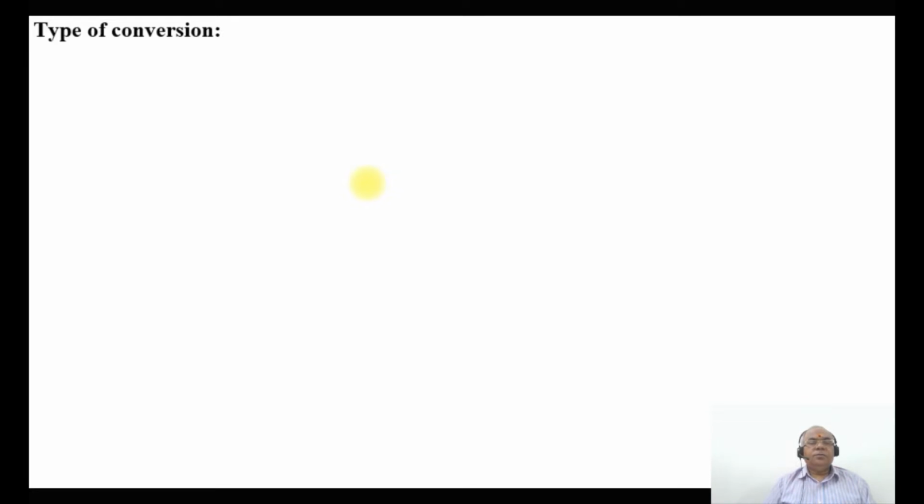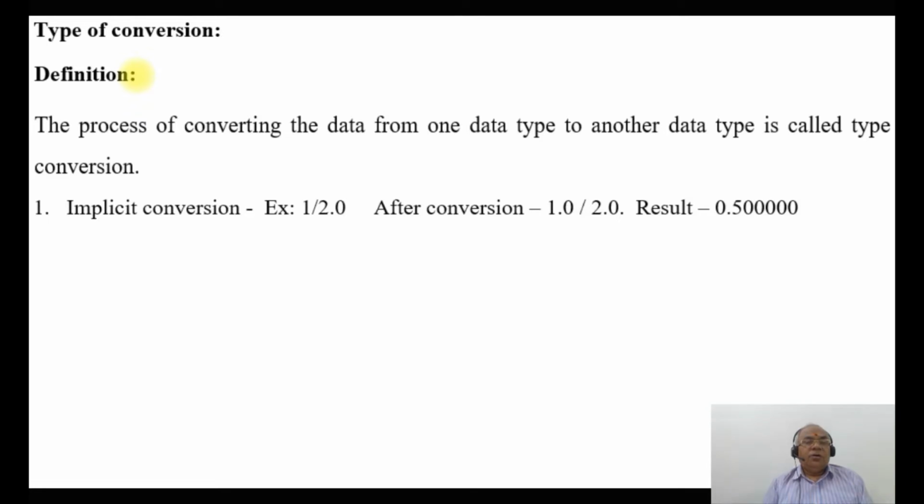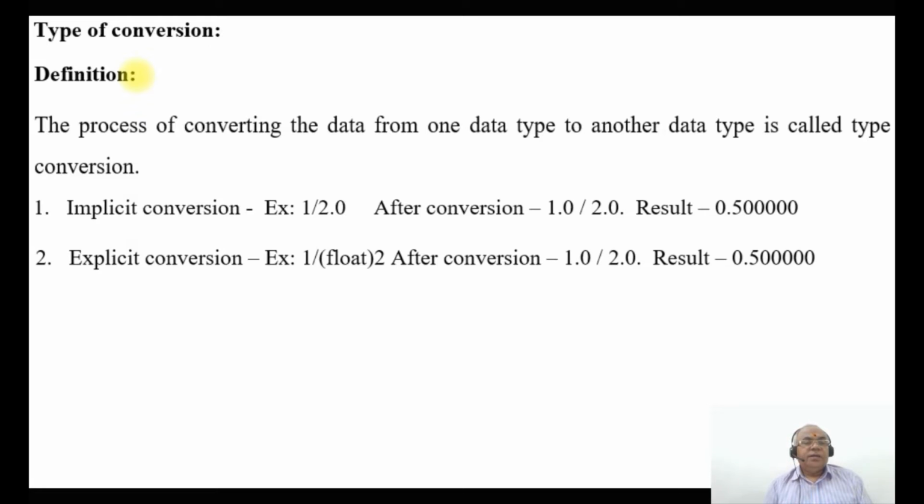Now in this video, we are going to take up the types of conversions. First is the definition. The process of converting the data from one data type to another data type is called type conversion. If you have an implicit conversion, number one, for example, 1 divided by 2.0. After conversion, what happens? 1.0 divided by 2.0, the result is 0.5 followed by 5 zeros. That is the implicit conversion.